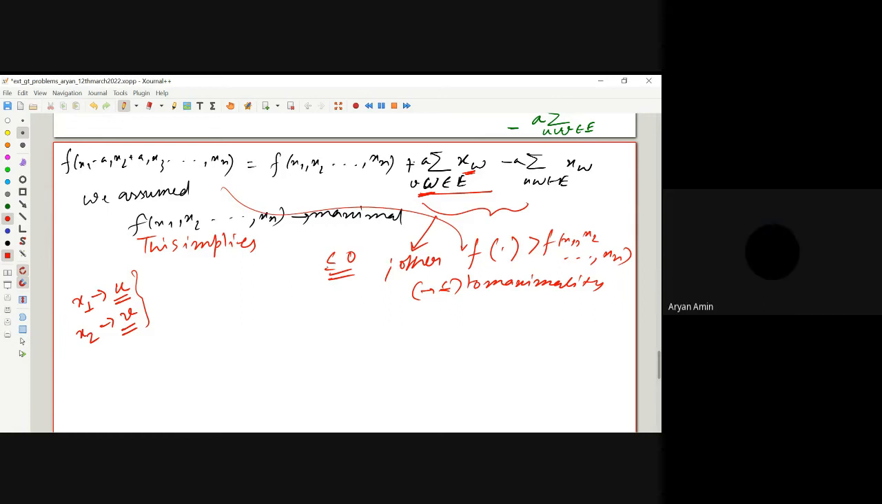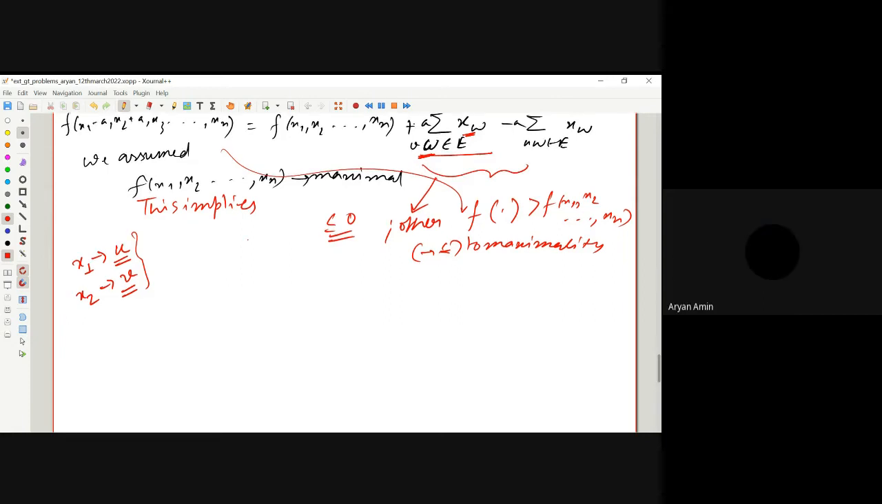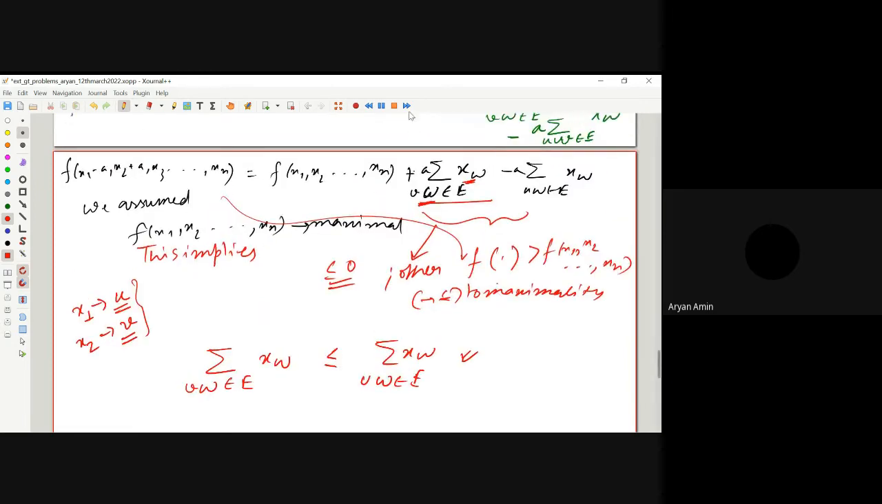Okay, so this gives us that this term must be at most 0, right? Which means, now a was non-negative, so you can just cancel out a. Summation of xw over vw belongs to E is at most summation of xu over uw belongs to E. So this is what we got, right? Does anyone have any questions about how we go from here to here? This is because of maximality.